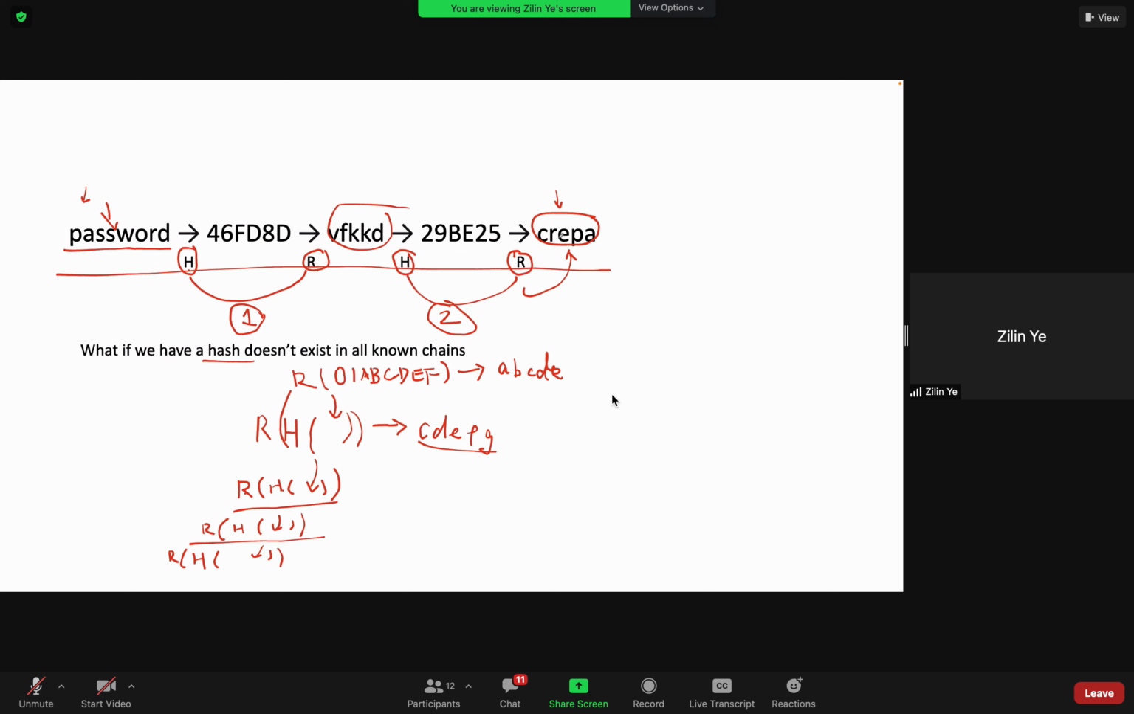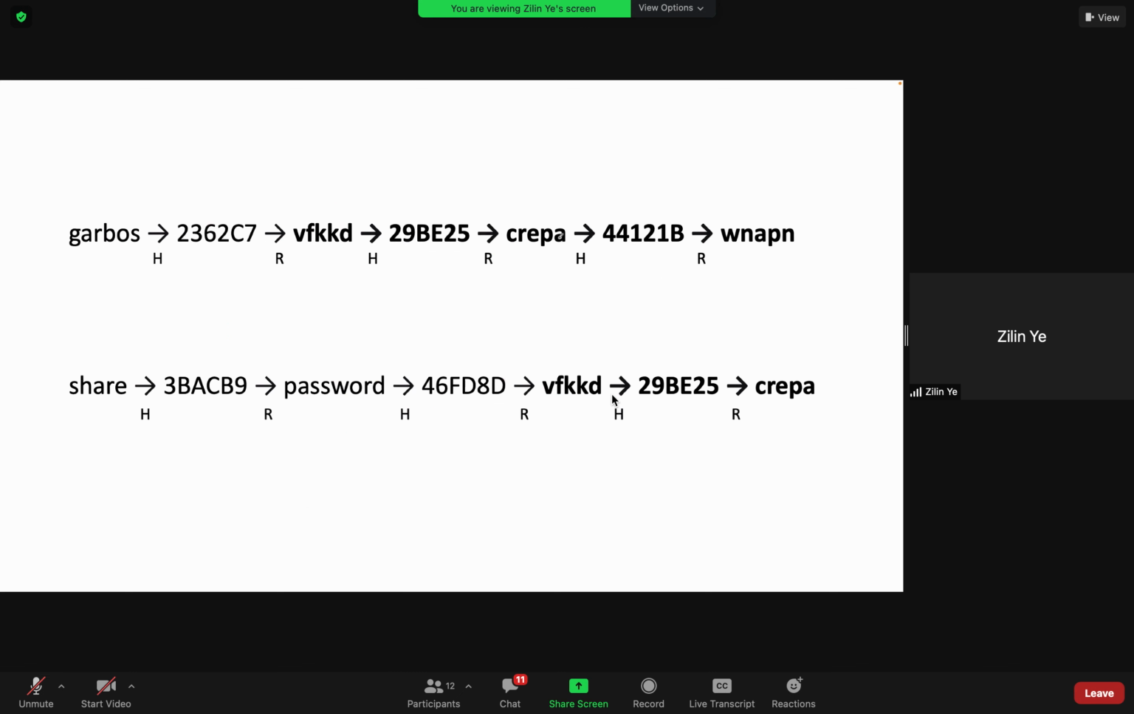So that is basically how the classic hash chain works. And it has a very serious problem. That is collision. Because we know that both the H and R are hash functions, and for hash functions, it's inevitable to have collisions.